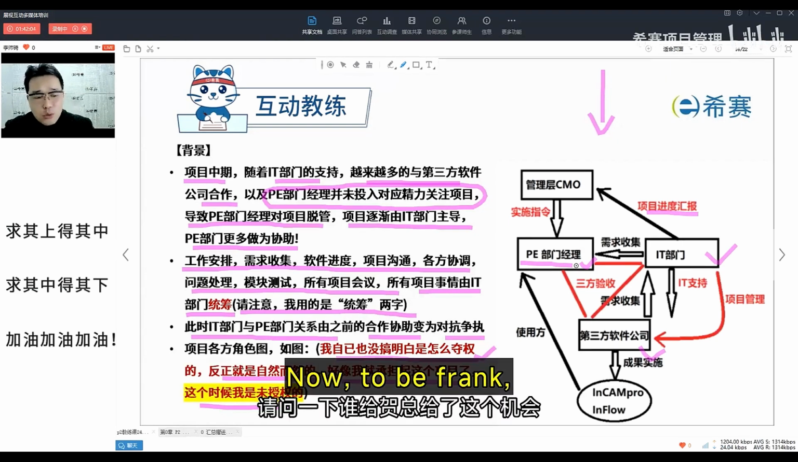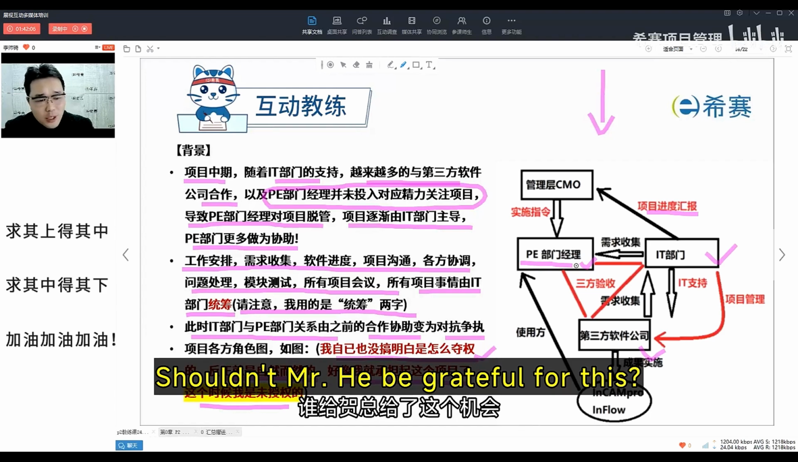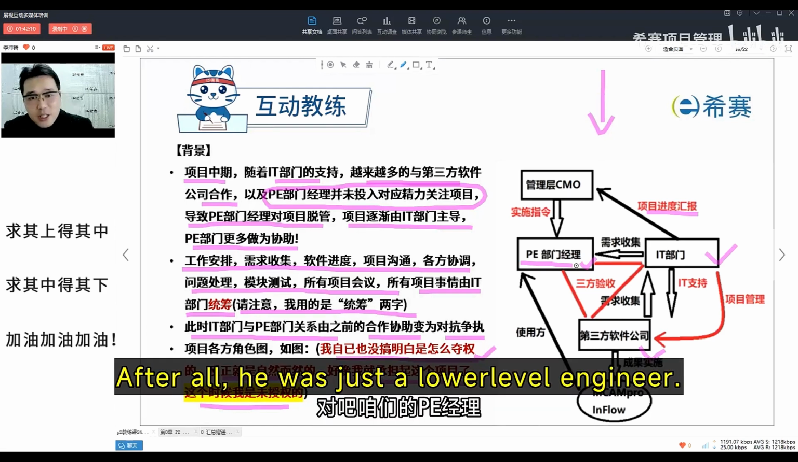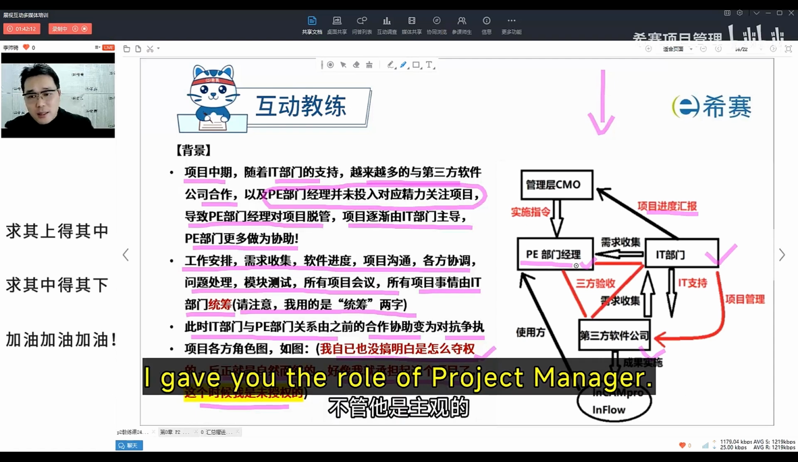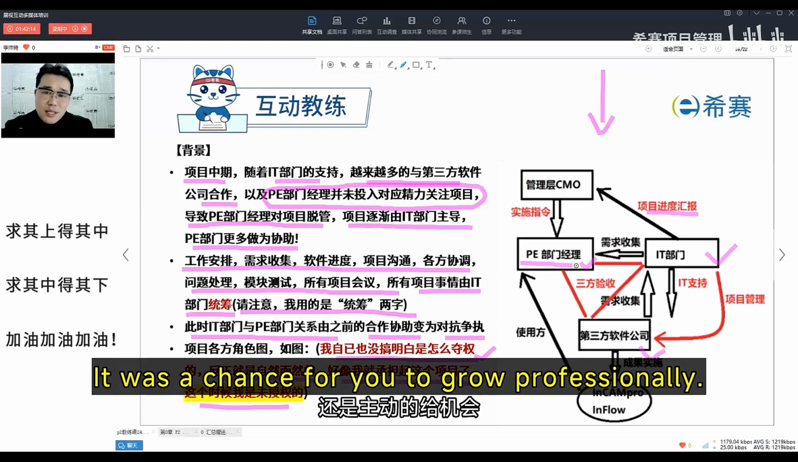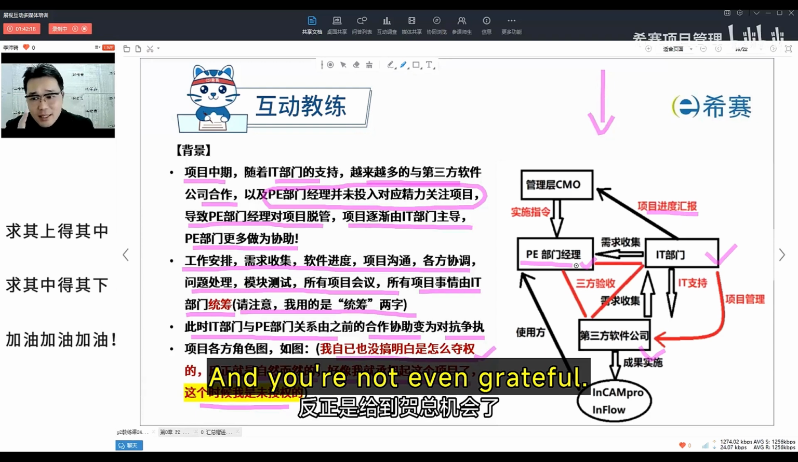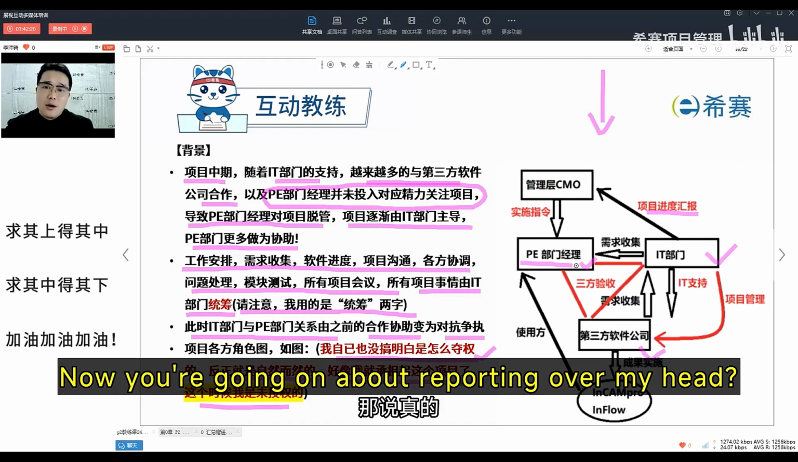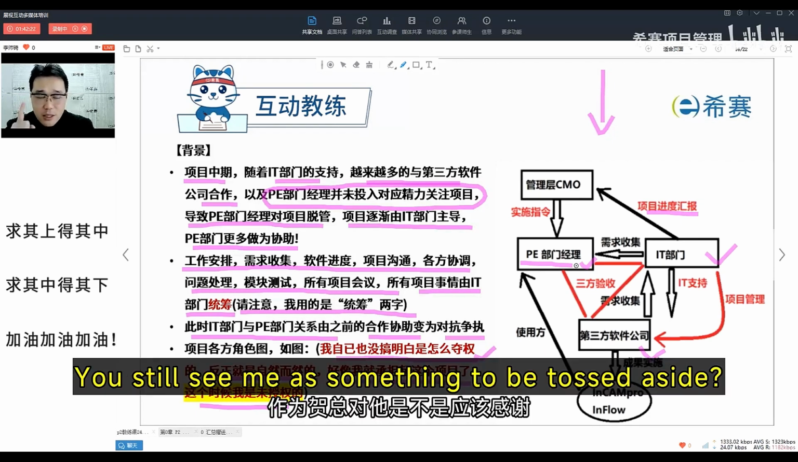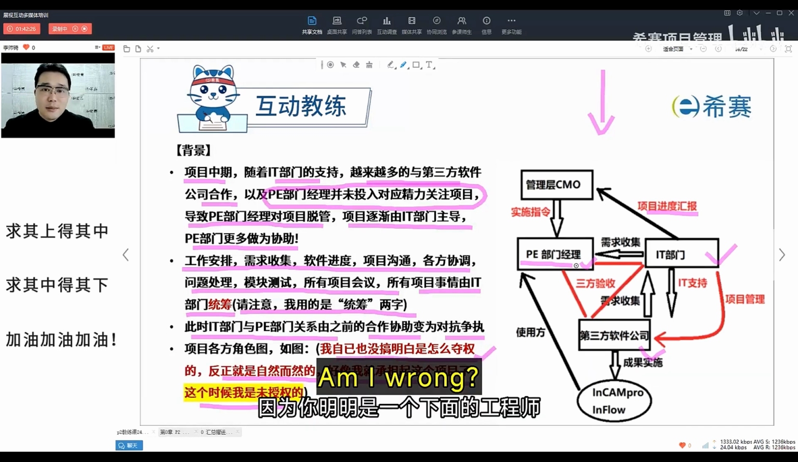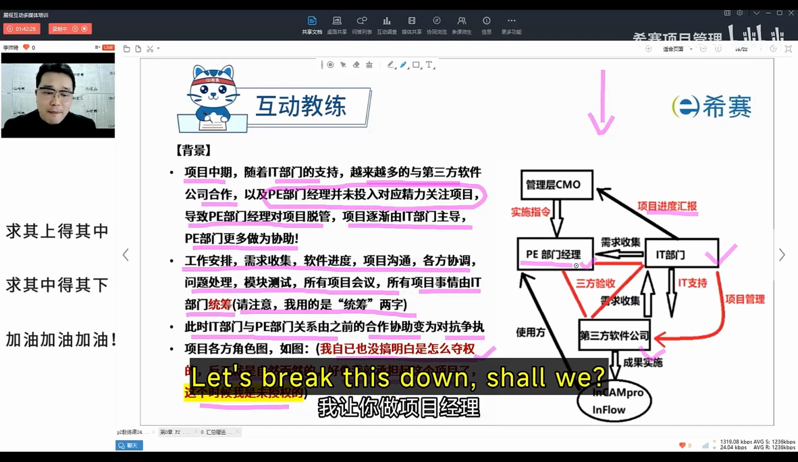Now, to be frank, shouldn't Mr. He be grateful for this? After all, he was just a low-level engineer. I gave you the role of project manager. It was a chance for you to grow professionally, to help you build your resume. And you're not even grateful. Now you're going on about reporting over my head. You still see me as something to be tossed aside. Am I wrong?